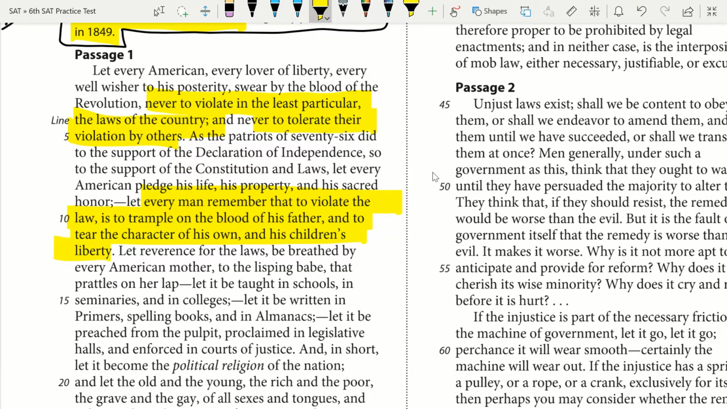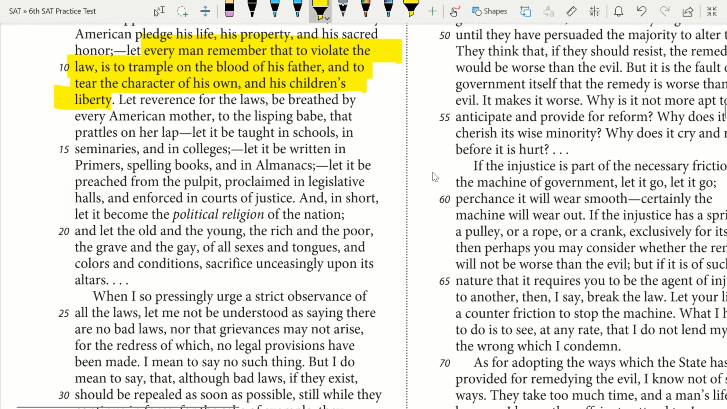Let reverence for the laws be breathed by every American mother to the lisping babe that prattles on her lap. Let it be taught in schools, in seminaries, and in colleges. Let it be written in primers, spelling books, and in almanacs. Let it be preached from the pulpit, proclaimed in legislative halls, and enforced in courts of justice. And, in short, let it become the political religion of the nation. And let the old and the young, the rich and the poor, the grave and the gay, of all sexes and tongues, and colors and conditions, sacrifice unceasingly upon its altars.